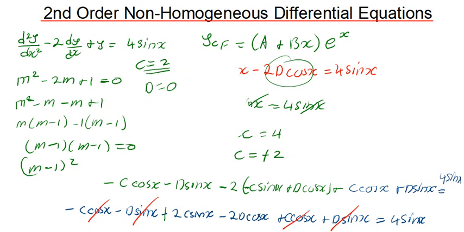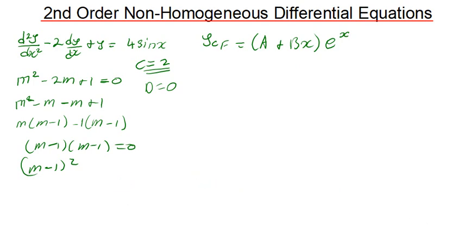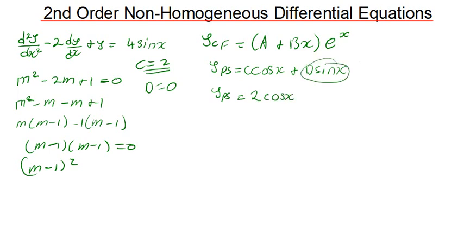Okay, there we have it. So we have the coefficients that we were trying to determine. Remember the particular solution formula was c cos x plus d sine x. So now the particular solution is going to be equal to 2 cos x. If we put 0 for d, that term is just 0.